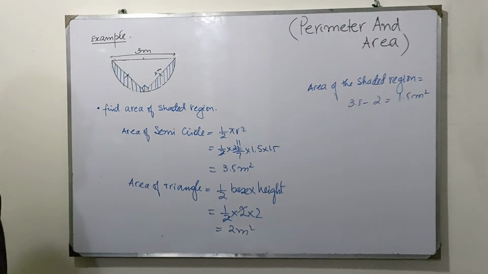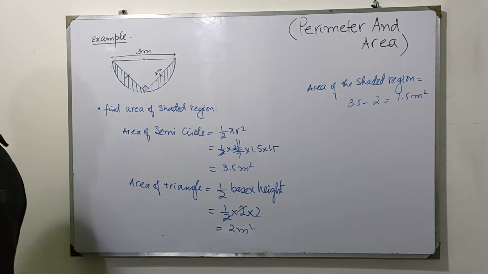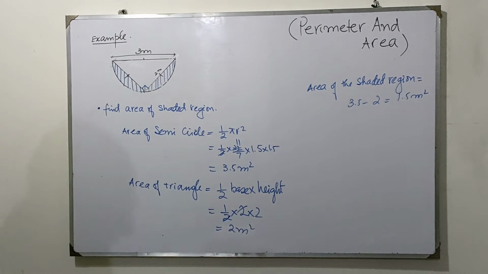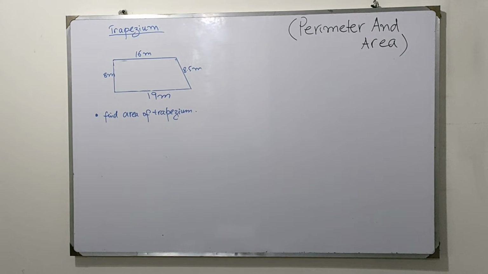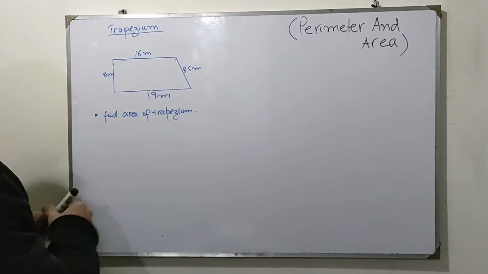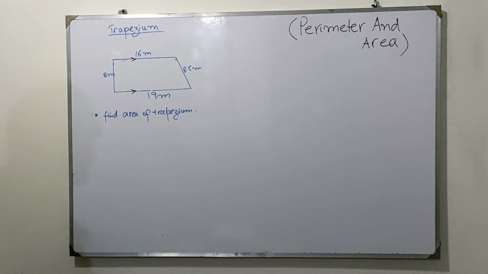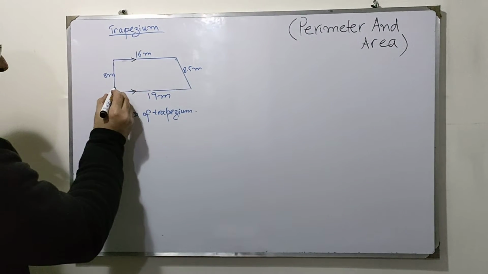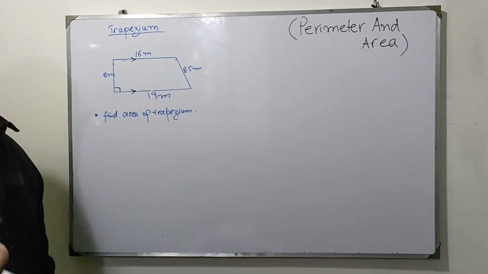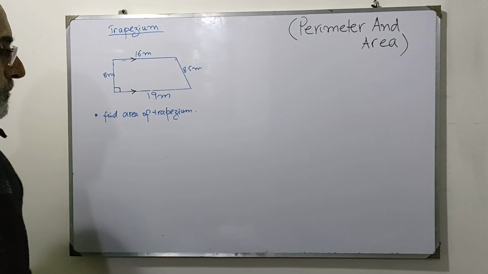Okay, let's continue. So I'm going to introduce trapezium, and then we'll continue with this area of the shaded region. Okay, now we have a trapezium here. This side is parallel to this side. So these are the parallel sides. And here is a 90 degree angle. So if the 90 degree angle is here, this is the height of the trapezium, right?